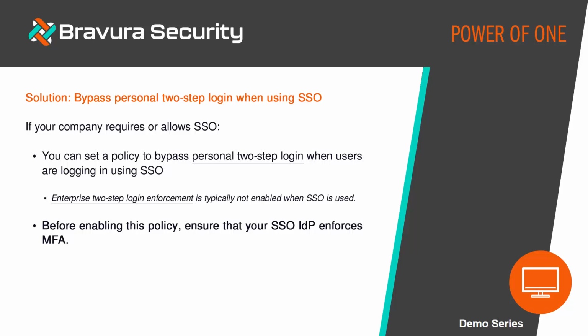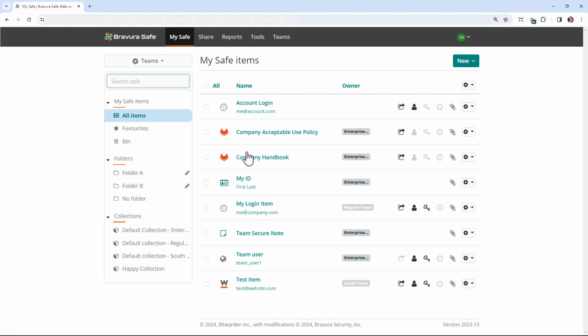Note that enterprise-level two-step login enforcement, using, for example, Bravura OneAuth, is typically not enabled if SSO is being used. For the same reason, your identity provider typically already requires multi-factor authentication. The policy covered here applies only to any active Bravura Safe individual member two-step login methods. Before enabling this policy, it is very important to ensure that your SSO identity provider does in fact enforce multi-factor authentication. An administrator can set this bypass policy via Teams.